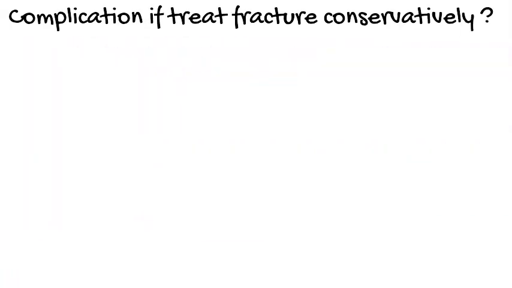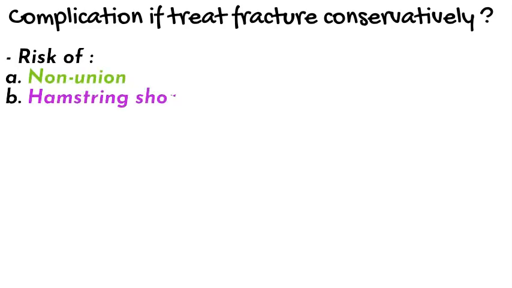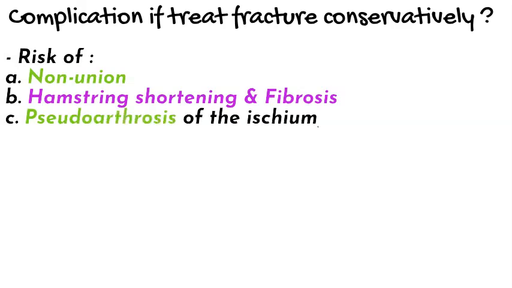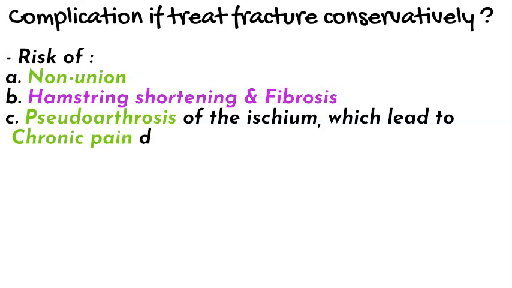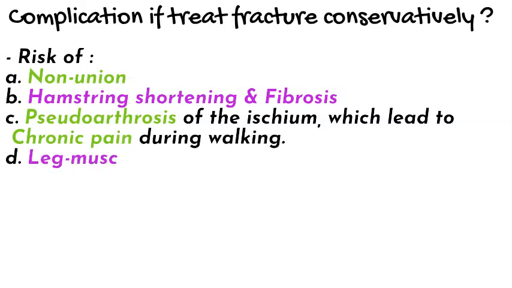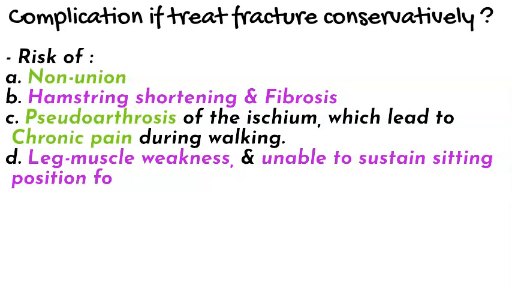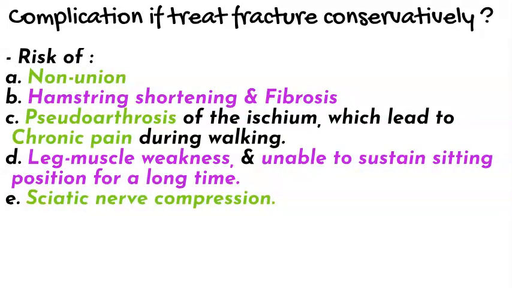What are the complications if we treat the fracture conservatively? There is risk of: A. Non-union, B. Hamstring shortening and fibrosis, C. Pseudoarthrosis of the ischium, which leads to chronic pain during walking, D. Leg muscle weakness and inability to sustain a sitting position for a long time, E. Sciatic nerve compression.